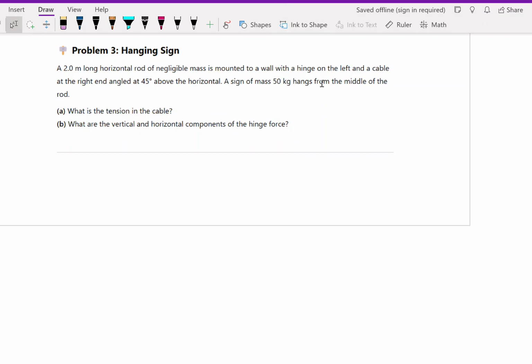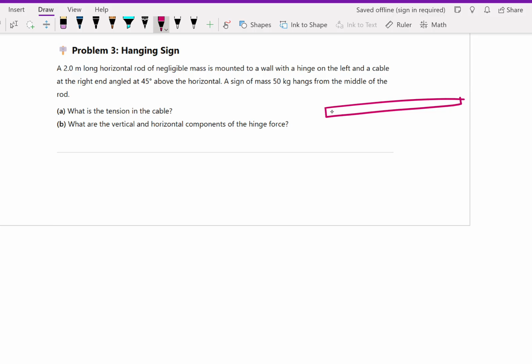Okay, guys, let's try to do problem number 3, a hanging mass. In this case, we have a 2-meter long horizontal rod of negligible mass. So I'm gonna just draw the scenario. Here's my rod, and it's mounted to a wall with a hinge.